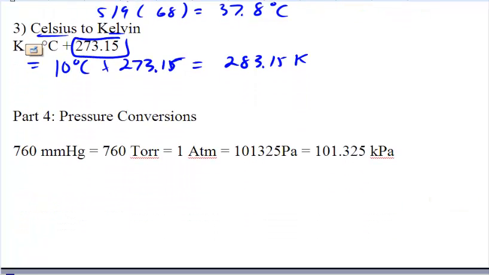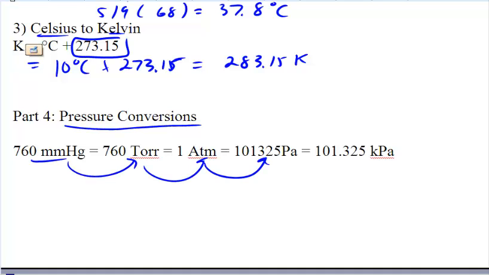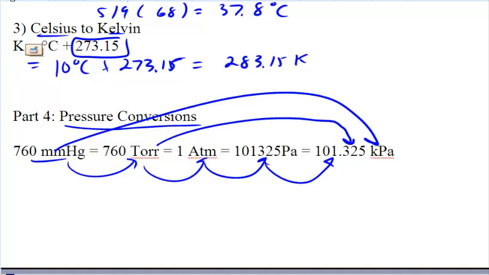Okay, and the last one here is a pressure conversion. We do a lot of pressure type stuff in chemistry. These ones are all equivalent the whole way across, so they can be interchanged. 760 torr is this, 760 is this. So if we want to have 18 millimeters of mercury, you don't have to worry about the whole exponent thing. This is a totally independent conversion.